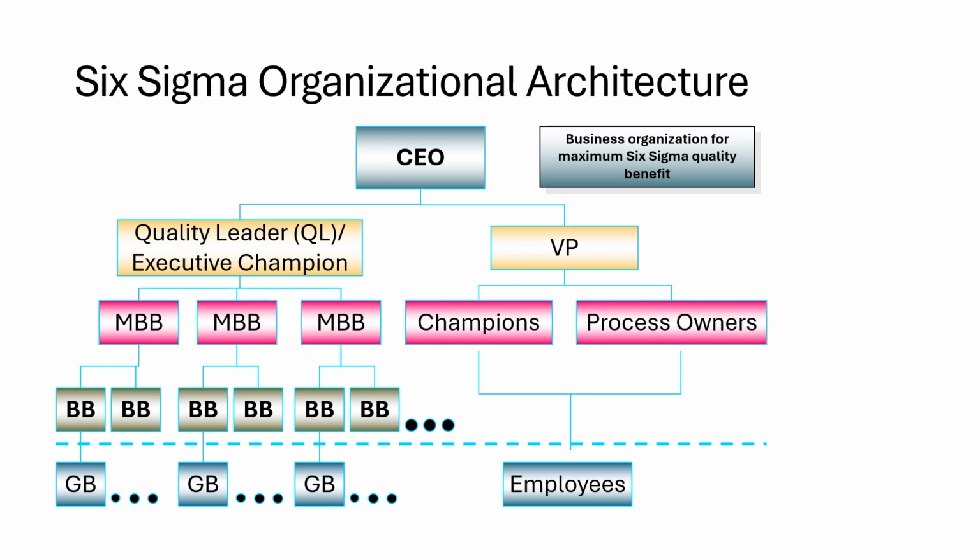Under the master black belts, you have the black belts. They're the ones who are doing the nitty-gritty work. They're the ones that are defining the quality problem, measuring it, analyzing, improving, and controlling. They're the ones that are creating the business charters, doing the project goals, setting the timelines, doing the Gantt charts, all that fun stuff.